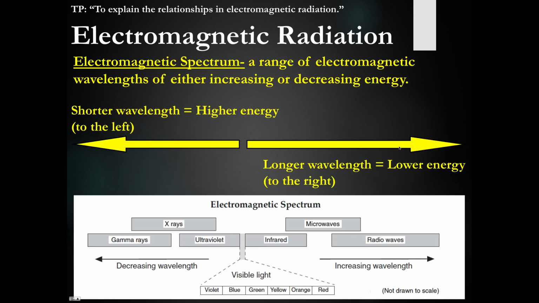All right, continuing. We have the electromagnetic spectrum, a range of electromagnetic wavelengths of either increasing or decreasing energy. So this is on page 14. Shorter waves are found here on the left, right? Decreasing wavelengths. We have gamma rays, X-rays, and UV. Every time I think of gamma rays, I think of the Incredible Hulk, right? Gamma radiation, right? So this is pretty intense. These would have higher frequencies and higher energies.